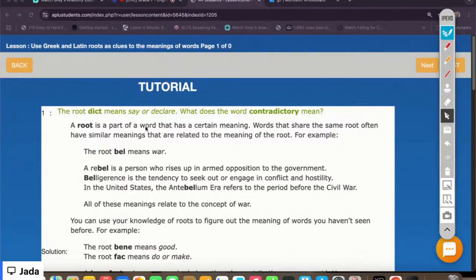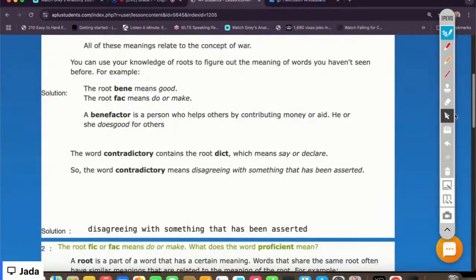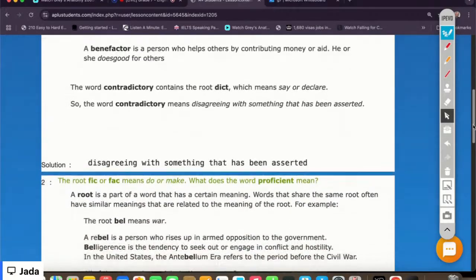So the root dict means to say or declare. What does the word contradictory mean? The word contradictory contains the root dict, which means say or declare. So the word contradictory means disagreeing with something that has been asserted. Okay. So you can see the root word there.